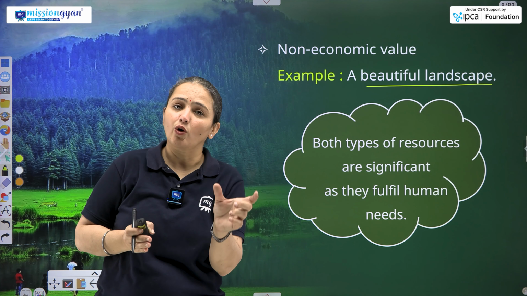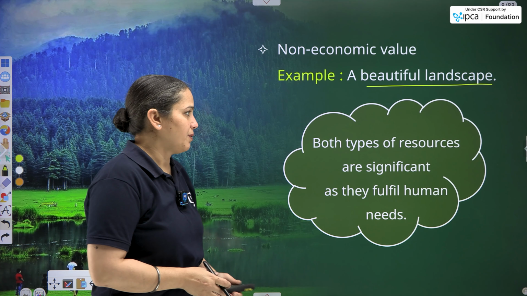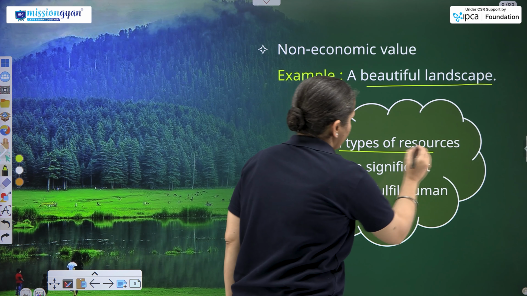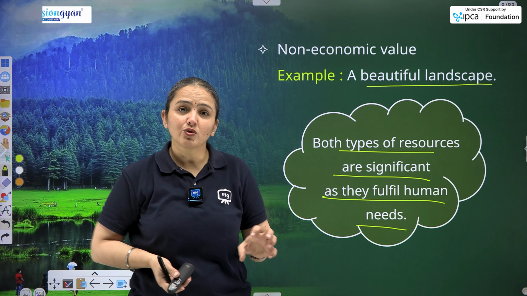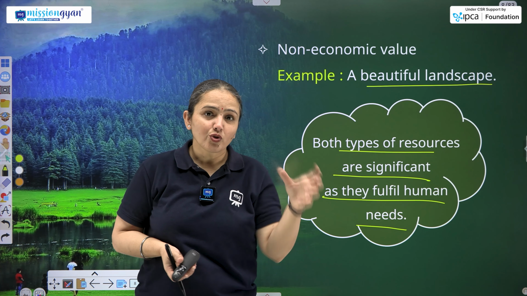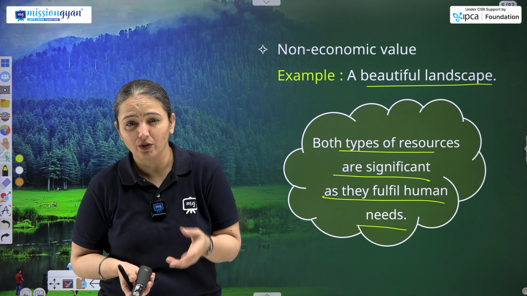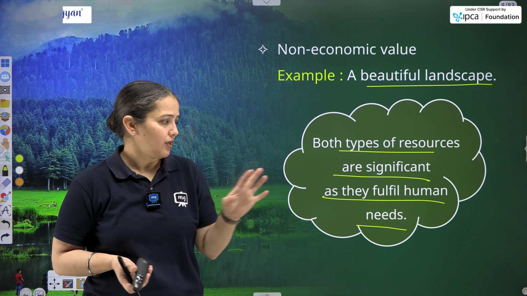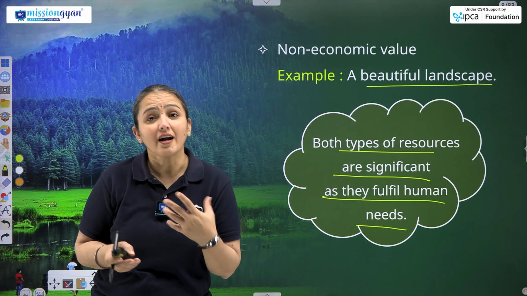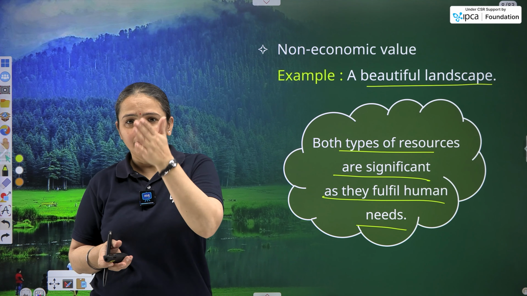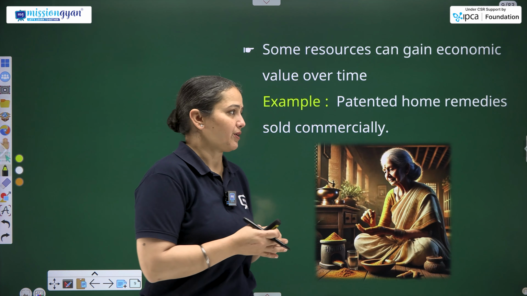That is what calls for the differentiation between economic and non-economic values. So an example is a beautiful landscape. Both types of resources are significant as they fulfill human needs. We are talking about resources that have economic value, and resources that don't have any economic value. So this is all about the concern of resources. Both give us satisfaction: one, mental satisfaction, and the other, economic, money satisfaction, that we are earning something from it.